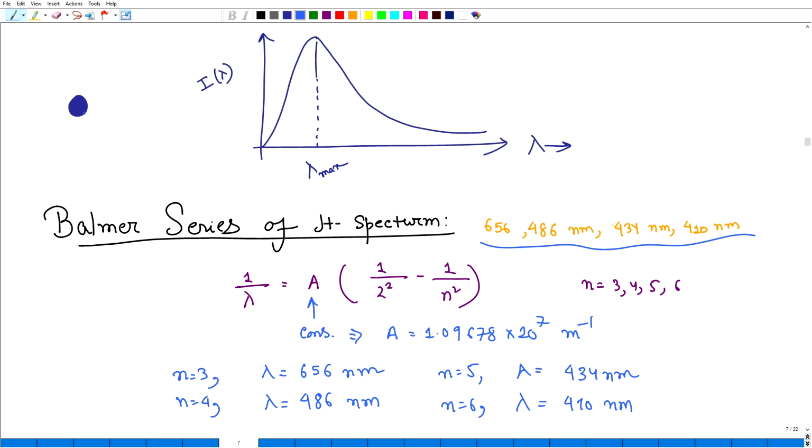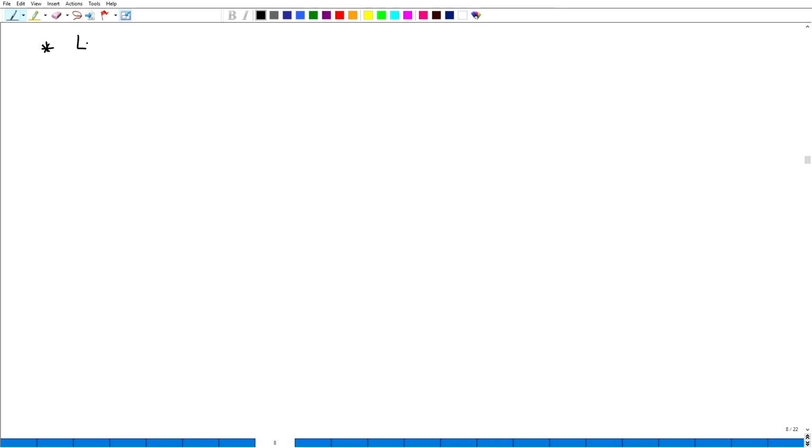So this was figured out by Balmer, that the lines are not random. 656 nanometer, 486 nanometer, 434, 410, these are not random numbers. There is some relation, some pattern that the lines are following. This is the mathematical pattern, but he was not able to give the theoretical model, the theoretical reason why this is the form. Similarly, not only Balmer, other scientists also gave similar kinds of mathematical expressions.